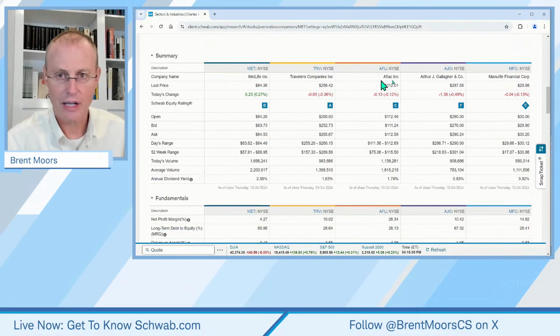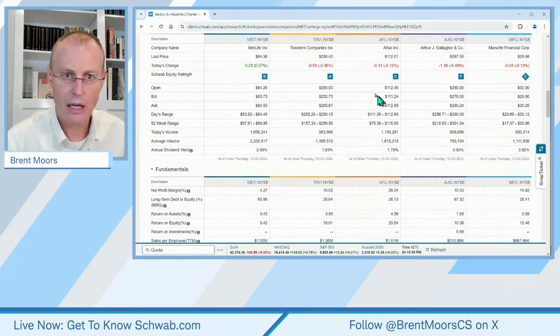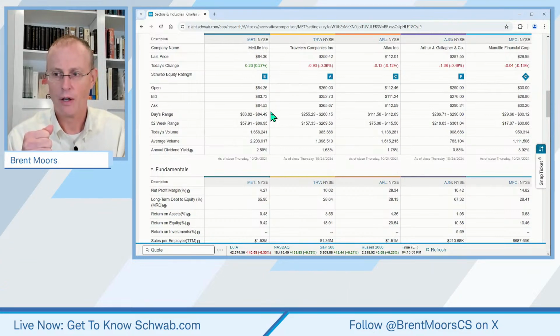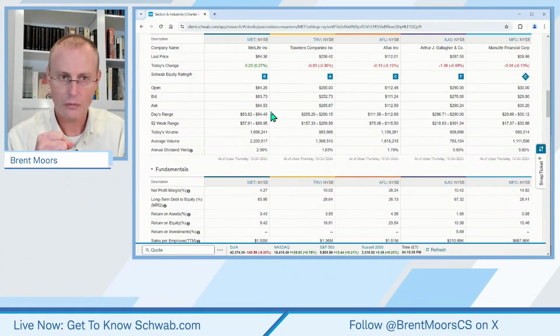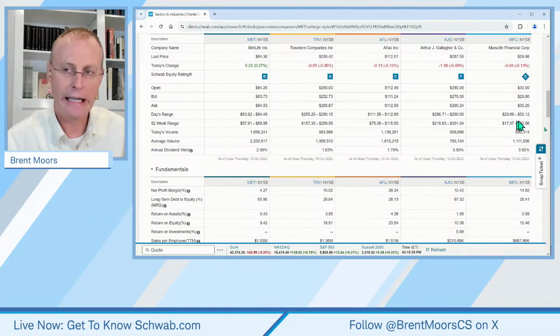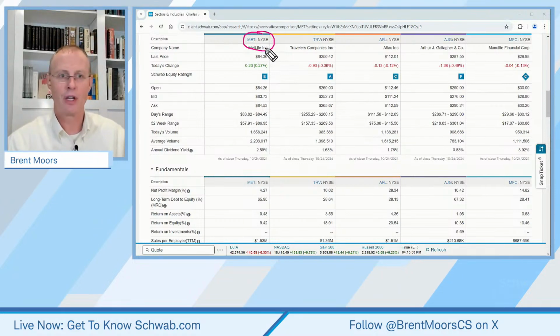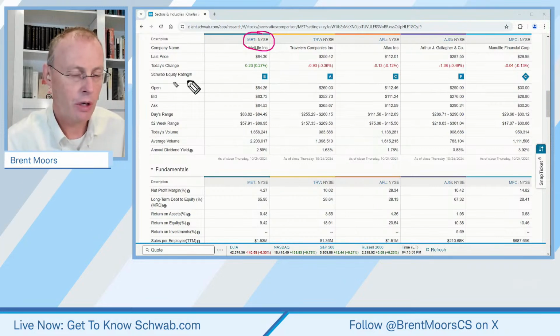MetLife, Travelers, Aflac, Arthur Gallagher, Manulife. Okay, so when you're looking at a company, I encourage you to compare the company to its peers. It's easier, it's better to do that than to compare MetLife to Microsoft or something like that. Completely different companies. Generally, we're going to compare one to another. You can look at things like analyst ratings, okay? Again, that's no guarantee. It's just one approach you can use on this.